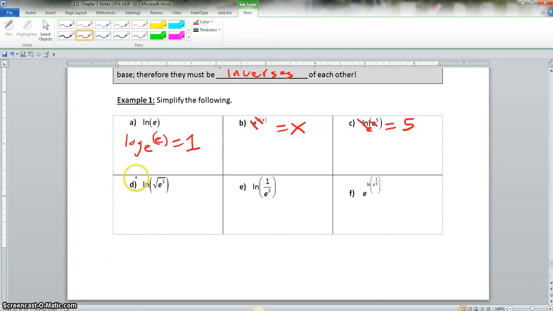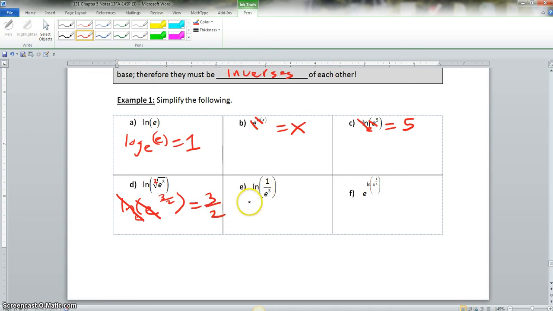Now we come here to d. We have the natural log of the square root of e to the 3rd. So first of all, let's rewrite this in its exponential form. Remember, when you don't see an index, it's assumed to be 2. So this is the same thing as saying the natural log of e to the 3/2 power. Now this natural log, remember, it's assumed that its base is e. These simplify out and it equals 3/2.